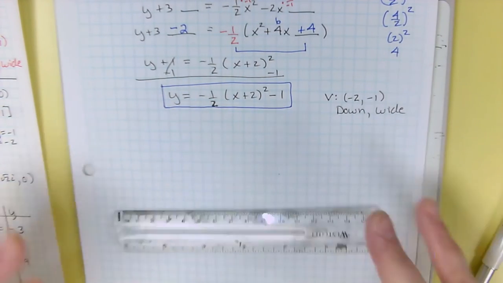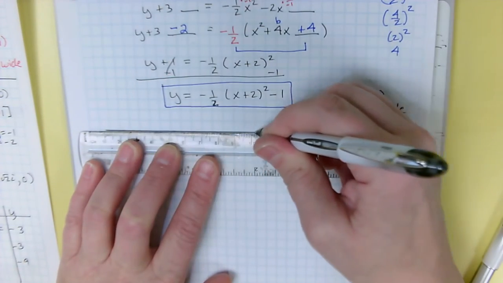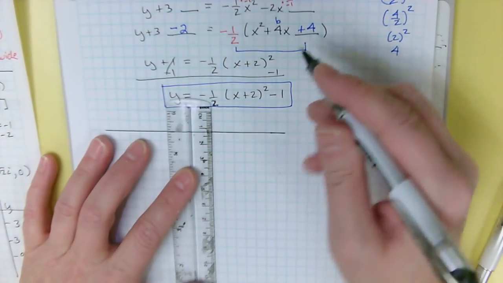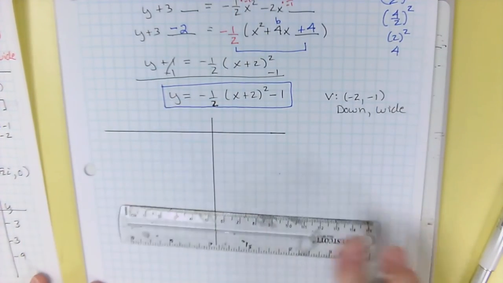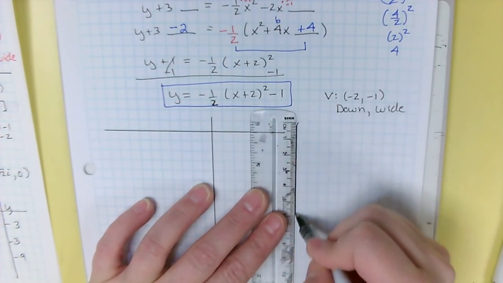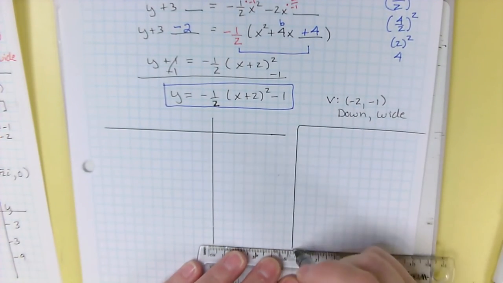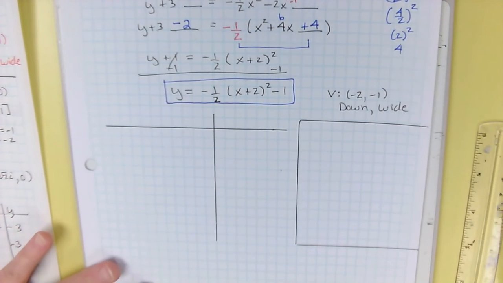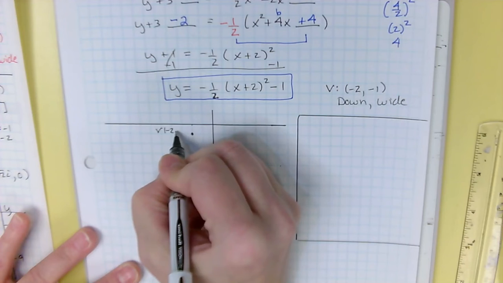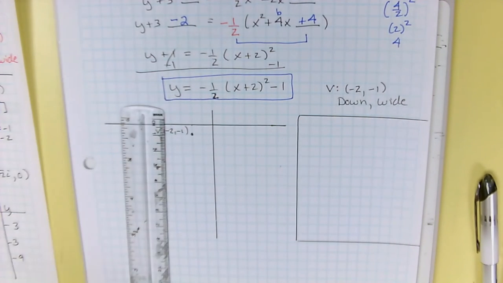Okay, so we're going to draw our graph. And we need to accommodate some width here because it is a 1/2. So you're going to get a wider bell than what you're used to seeing. And I'm going to go ahead and box off my laundry list here. So -2, -1, there's my vertex. I'm going to put my axis of symmetry right down the middle.